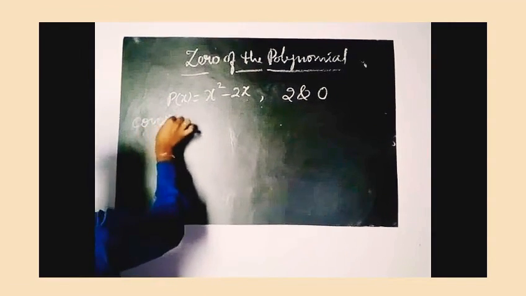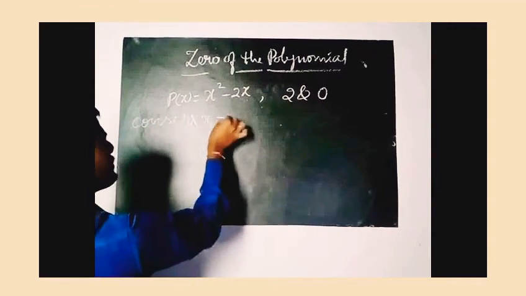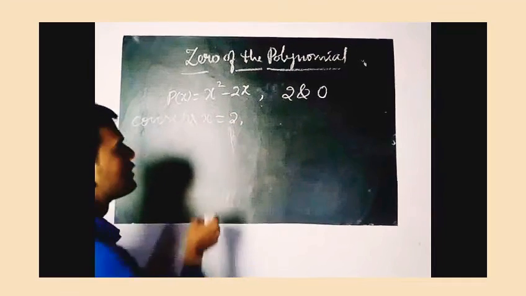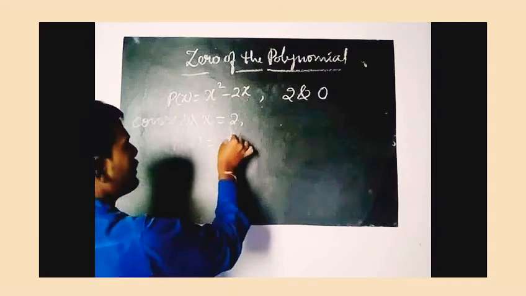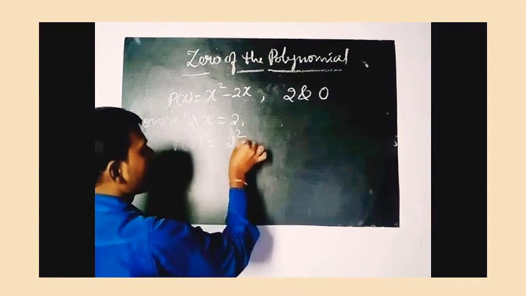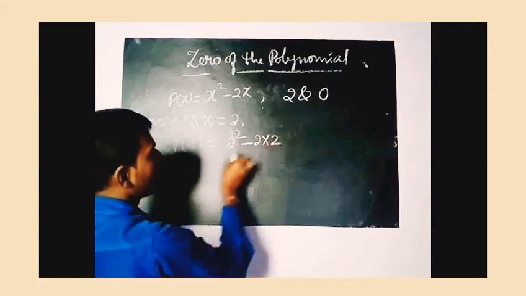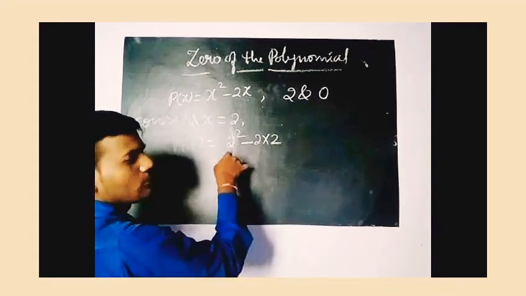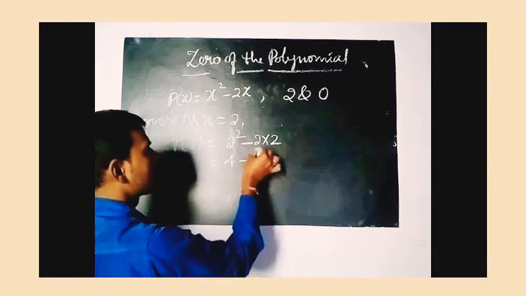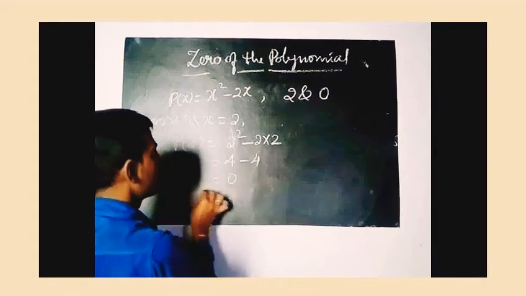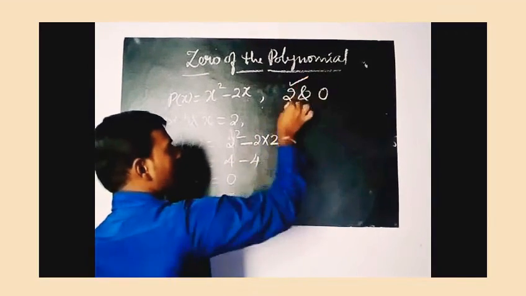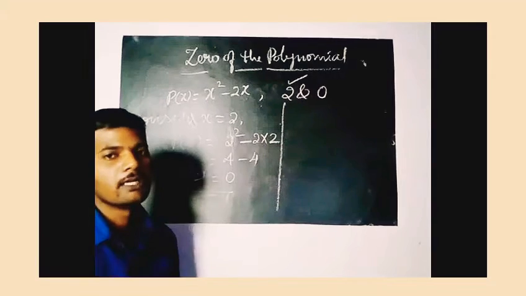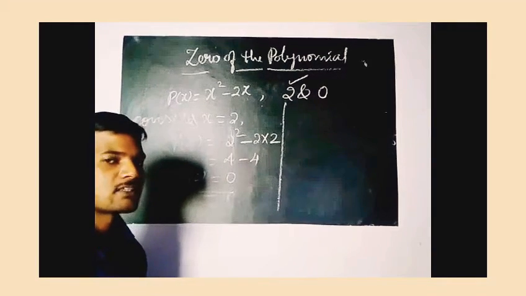Consider x is equal to 2. Put the value of x, then x square means 2 square minus 2 into 2. 2 square means 4, minus 4. It becomes 0. So 2 is the zero of the polynomial. Now we can conclude 2 is the zero of the polynomial.